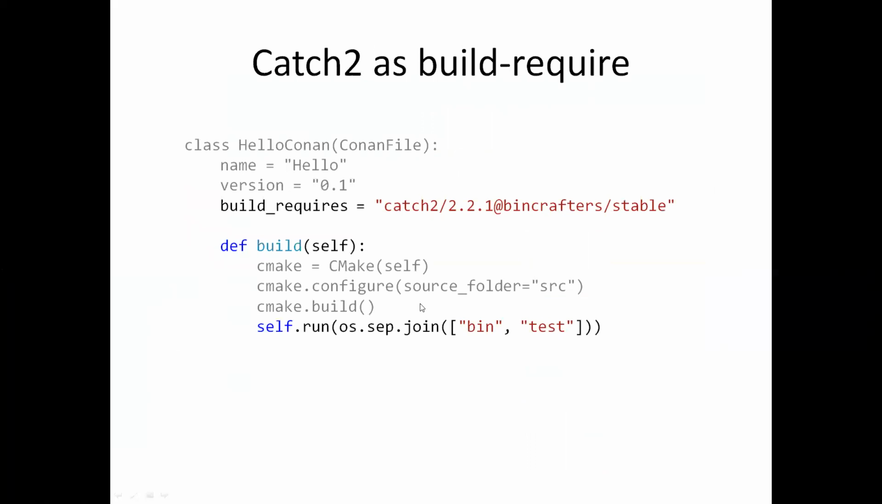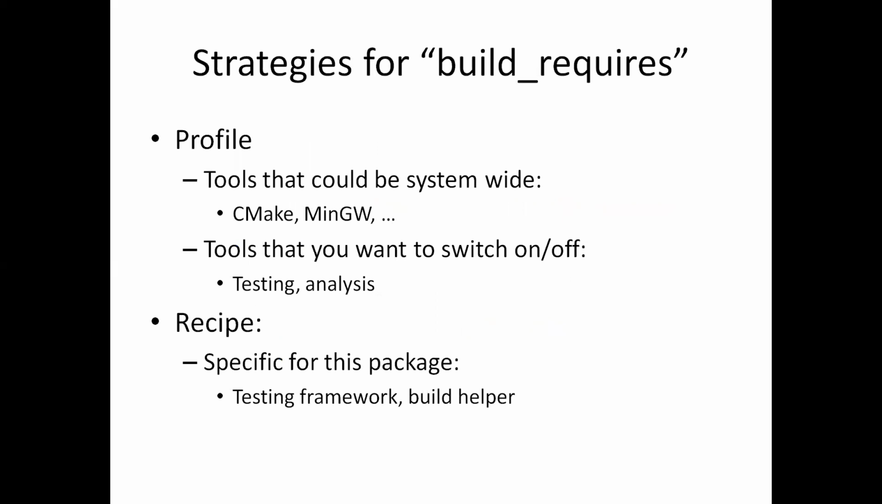So what is the difference between adding a requirement in the recipe itself and adding a requirement in the profile? I would summarize like this. You add build requirements to profiles when they are tools that could be system-wide. For example, CMake or MinGW are things that you typically expect the developer to have. I mean, if you are developing for GCC 7, it's typical that the developer will have GCC 7 in the system. It's not that they absolutely depend on Conan to retrieve it.